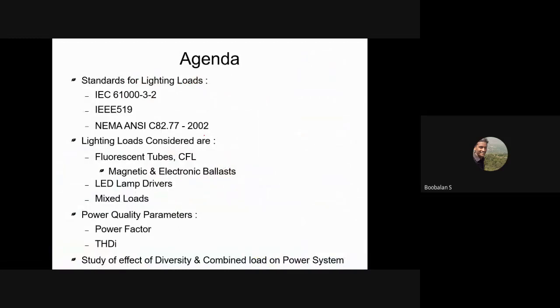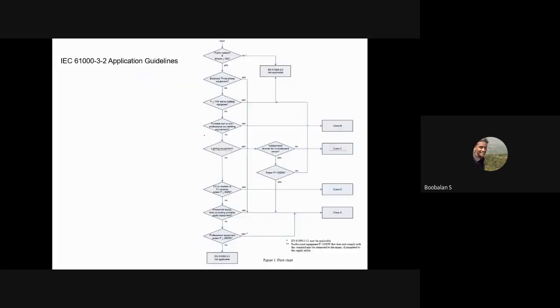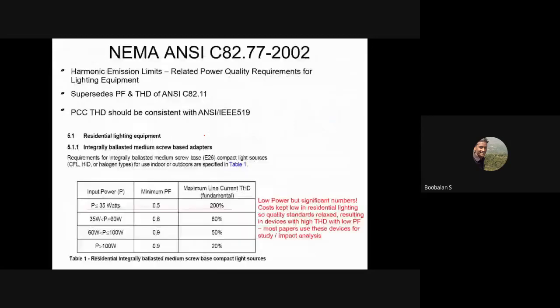We'll look at the different ways of reducing harmonics. Power factor we already discussed initially in module 2, and now we're just going to move into harmonics. These are some standards which we already discussed, and I'm just going to move on with it.